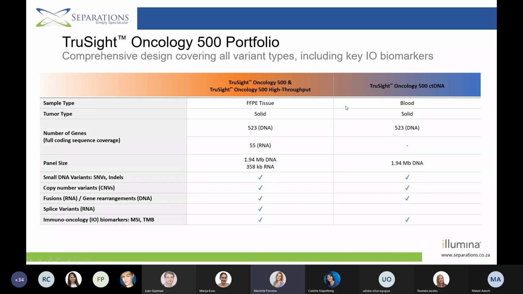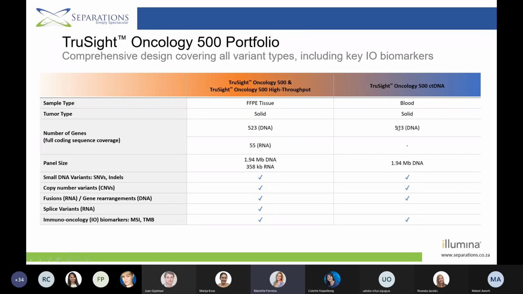So we've got 3 different kits available for TSO 500. We've got the normal TSO 500 kit and the TSO 500 High Throughput kit. These kits are compatible with your FFPE tissues, whereas your TruSight Oncology 500 ctDNA kit is compatible with blood samples.